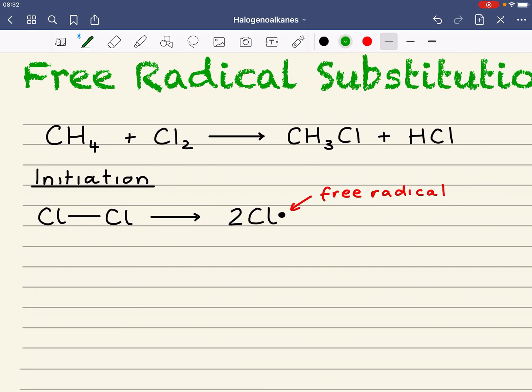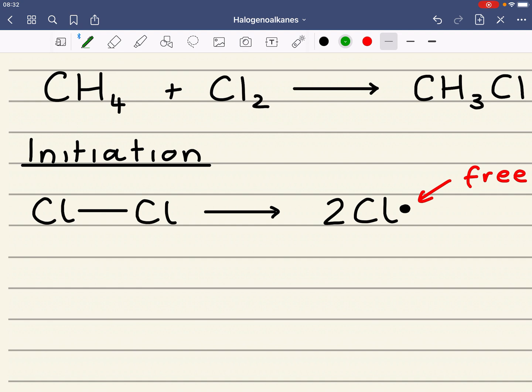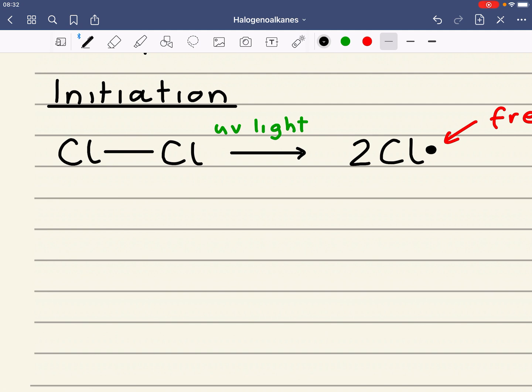In order for that bond to break, we need UV light. The UV light provides the activation energy to break that chlorine-chlorine bond. Once we get these chlorine radicals, the reaction can continue, and we get the next step, which is called a propagation step. To propagate means to grow. You'll see that propagation occurs in two steps.